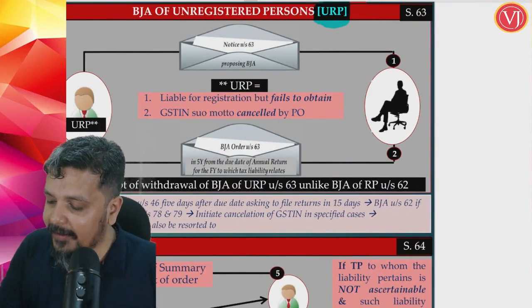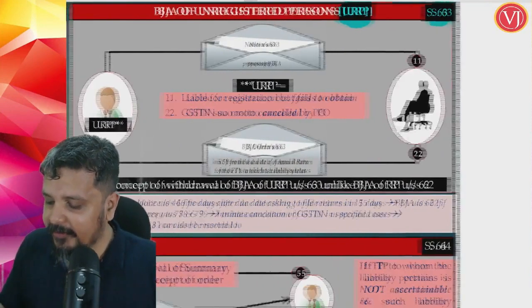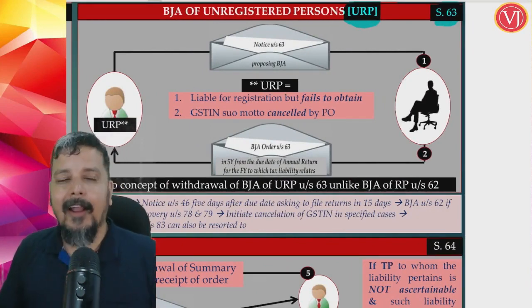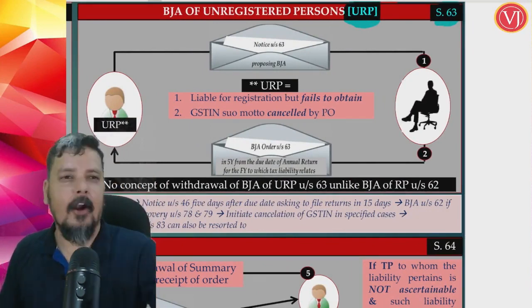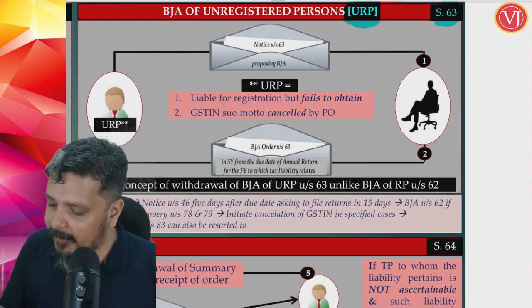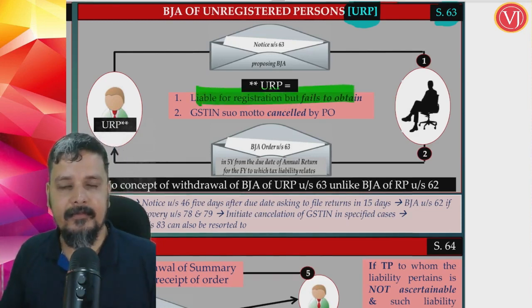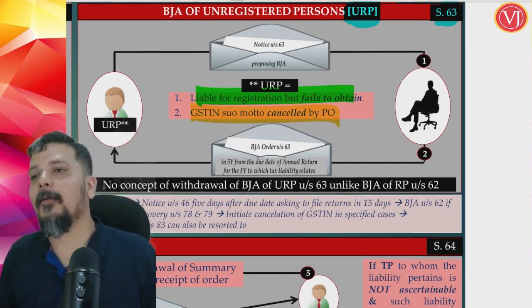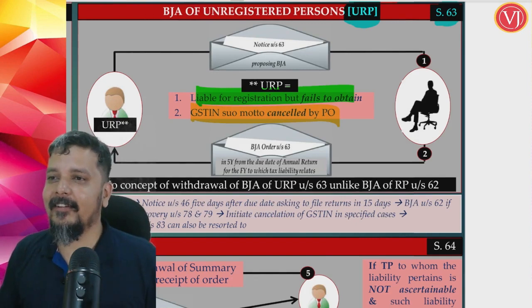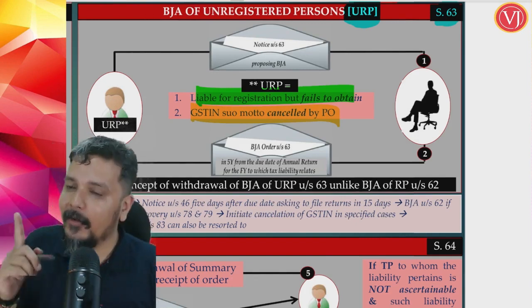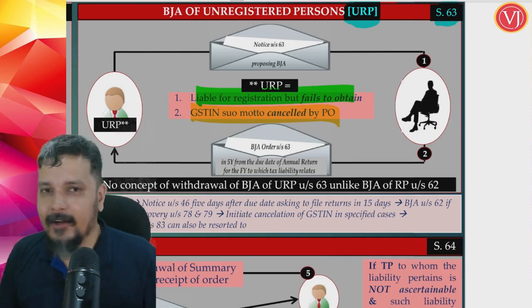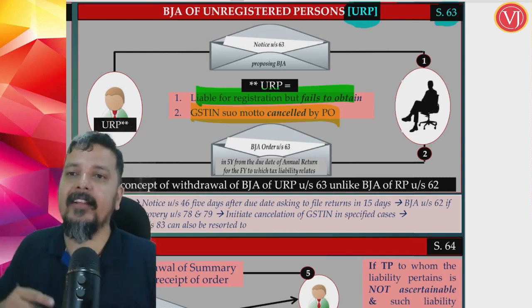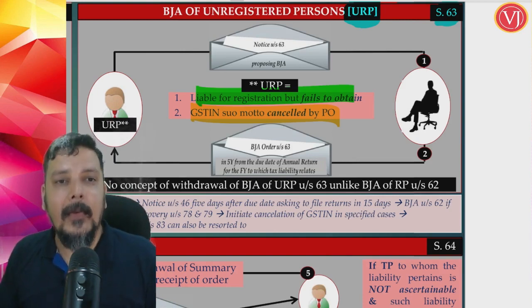Now it is best judgment against unregistered person, section 63. Now, best judgment against unregistered person will start because of two reasons. In both the cases, you are a fraudulent person. You are liable for registration, you did not take the registration. Or you took registration, doing activities which is not allowed in terms of section 29, and you are unregistered.